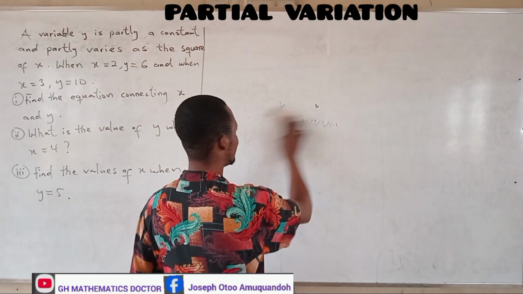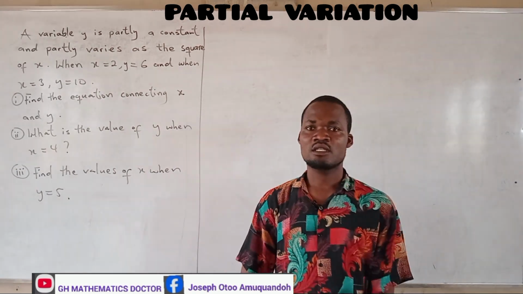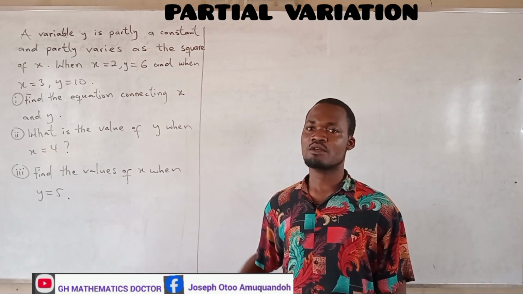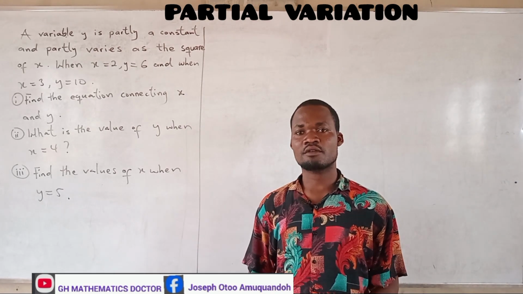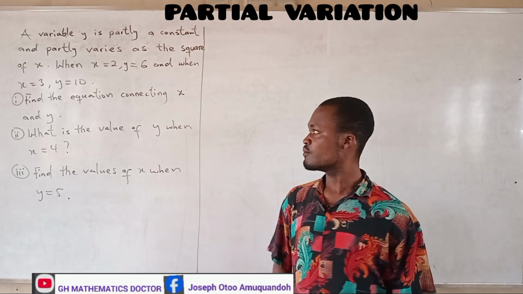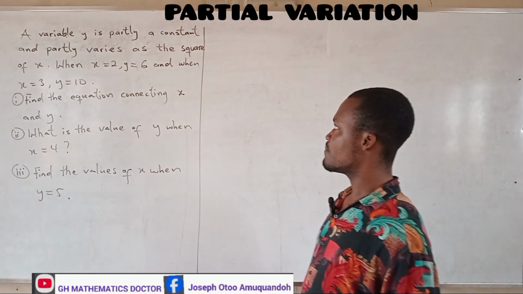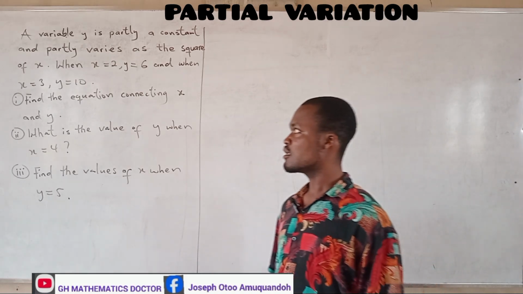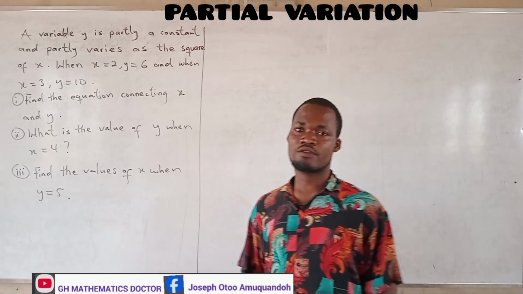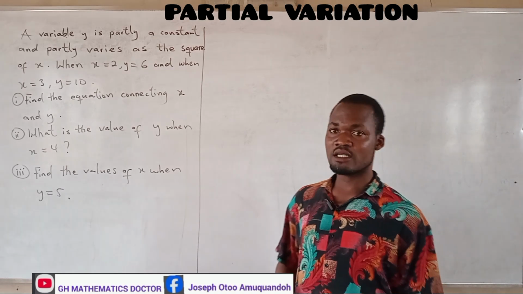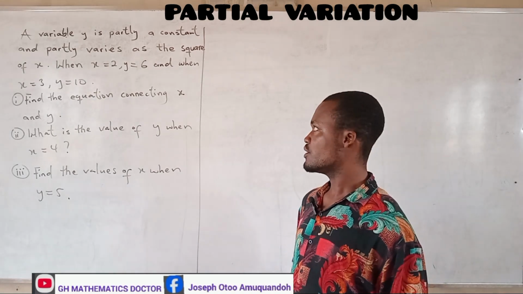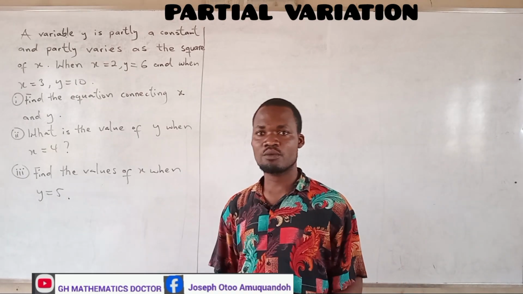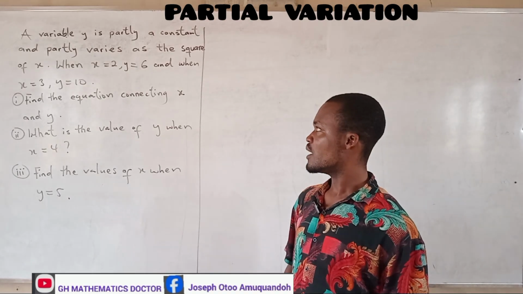In every question concerning partial variation, the questions will be given in this form. So as we solve one question, you can use it to solve any other question under partial variation. This question says that a variable y is partly a constant and partly varies as the square of x. So in a question of partial variation, the keyword partly alerts you that we are working on a partial variation.